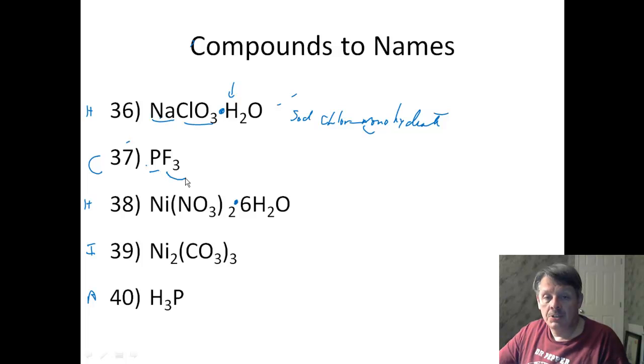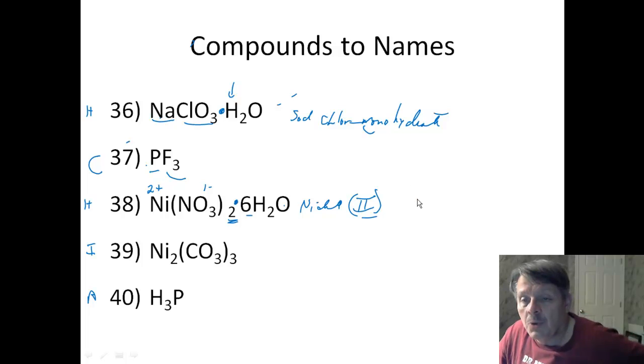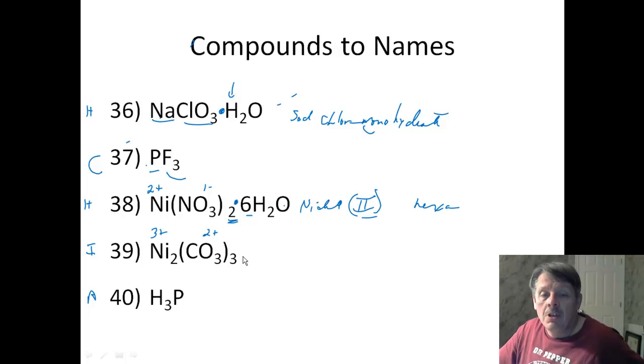All right. This one's easy. 37 is phosphorus trifluoride. This is nickel nitrate, but notice that there's a 2 down here, which means that nickel has a 2+ charge and nitrate has a 1-. Makes sense that nitrate has a 1-, so this must be nickel 2 nitrate, and then the 6 stands for hexa, so it's hexahydrate. So it's nickel 2 nitrate hexahydrate. This one is going to be a 3+ charge. This is going to be a 2- charge, and carbonate does take on a 2- charge. So this is going to be nickel 3 carbonate, because nickel has a 3+ charge.